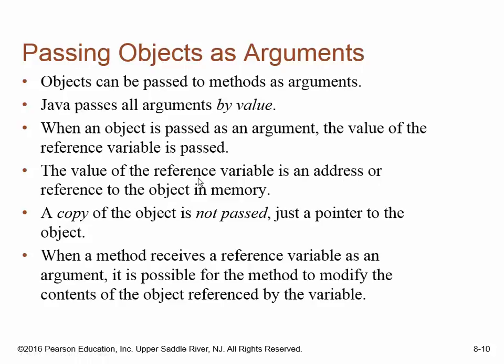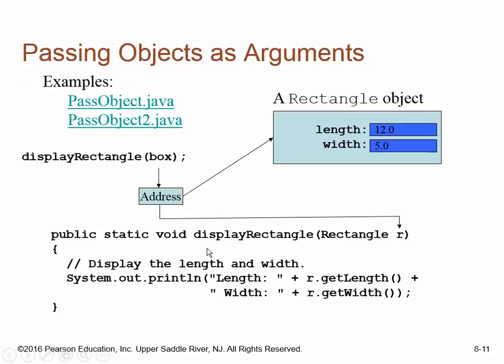We mentioned this before in earlier chapters that when you pass an entire object, such as an array of bank accounts, they get passed by reference. Java passes all arguments by value, but that's for primitives. When you pass an object to a method, what ends up being passed is the address. So the copy is not passed, a pointer to the object is passed. So any changes you make will be permanent changes.